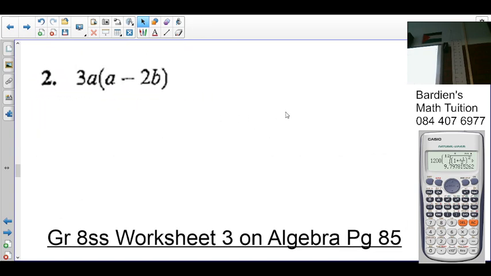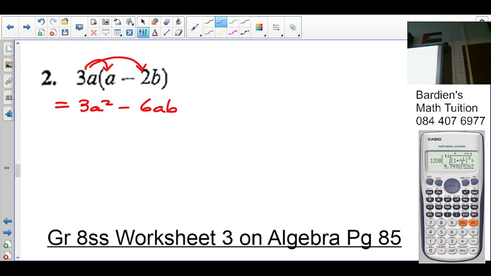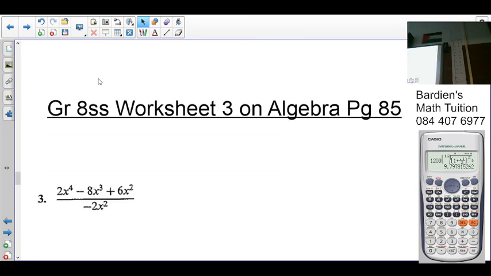Number 2, we got 3a into a minus 2b. So is it like terms inside the bracket? No. So I multiply to get rid of the bracket. What is 3a times a? 3a squared. What is 3a times negative 2b? Negative 6ab. Is it like or unlike terms? Unlike. So I can't add them.